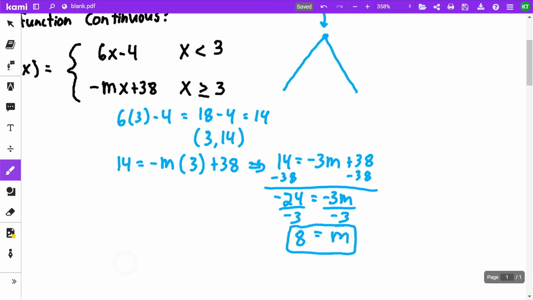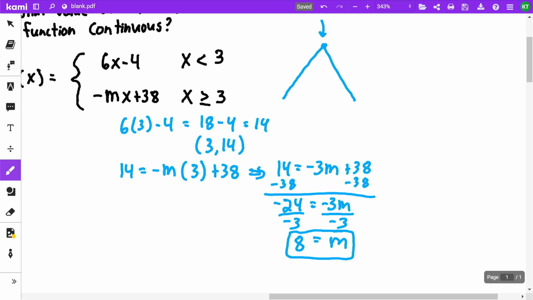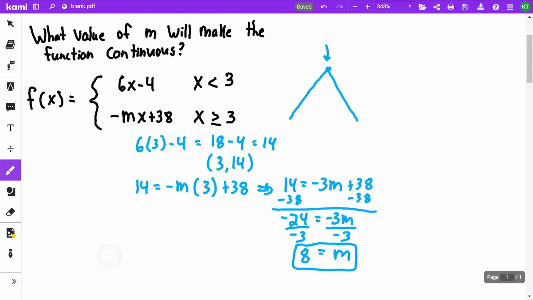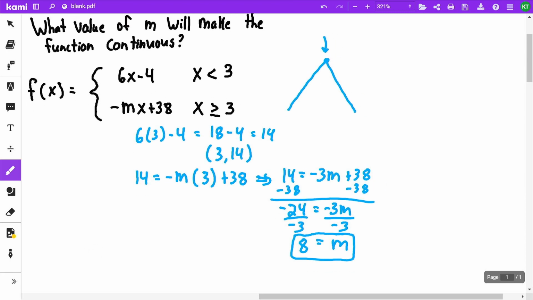Just to recap, in order for these two subfunctions to form a continuous piecewise function altogether, at x less than 3 and x greater than or equal to 3, my second subfunction will have to have an m that is equal to 8. When I plug that back in, we see both pieces share the same value at that point, and that's how we solve a question like that.